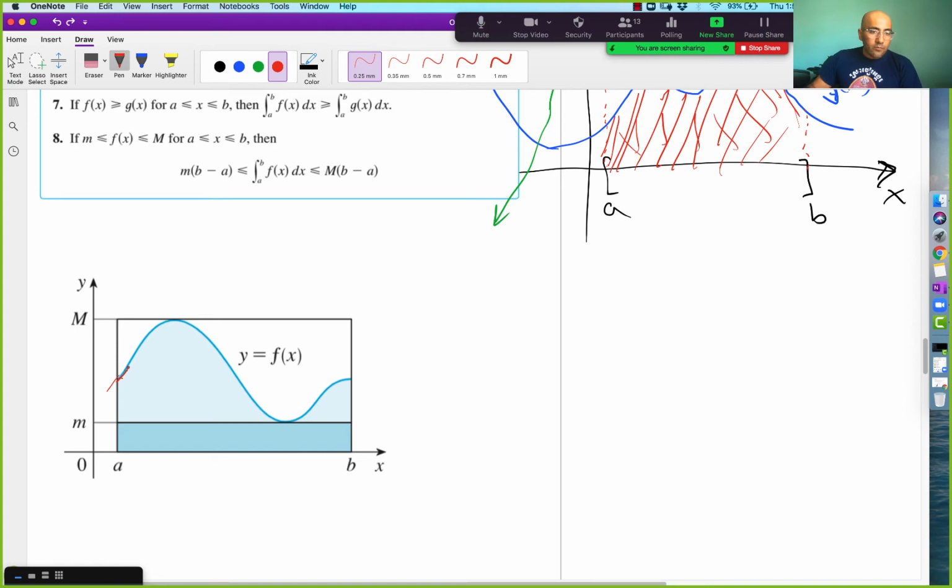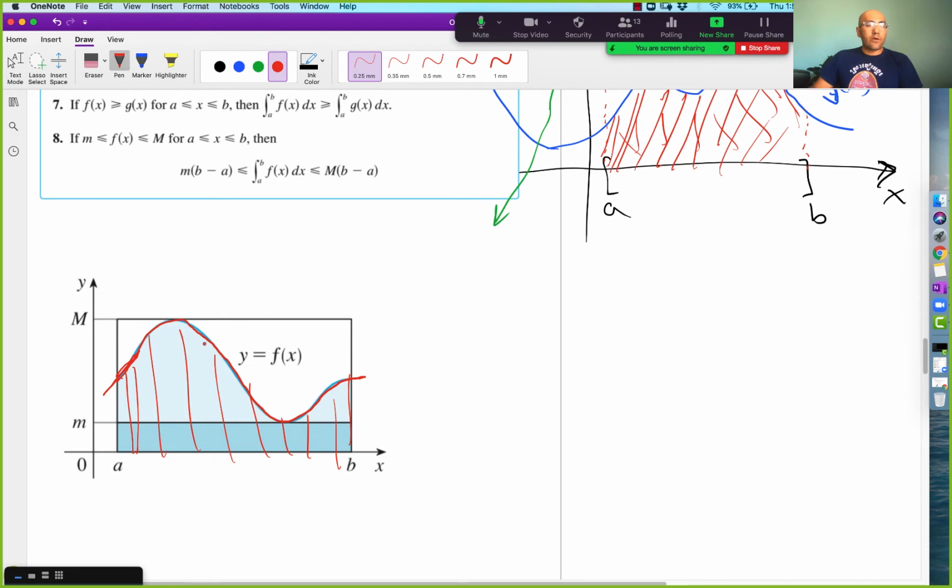Do a better job, hopefully. So this guy is f of x. The area underneath f of x is going to be all of this. This is the whole area of f of x.